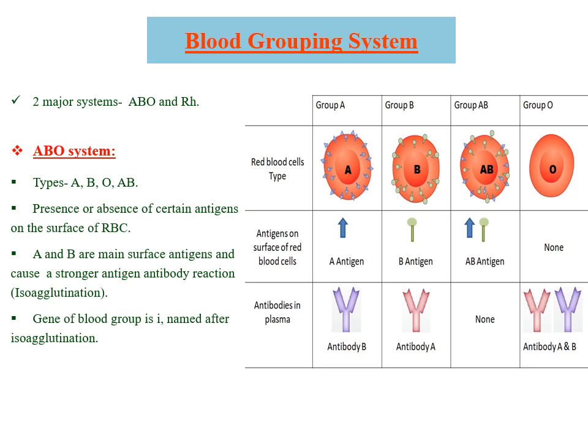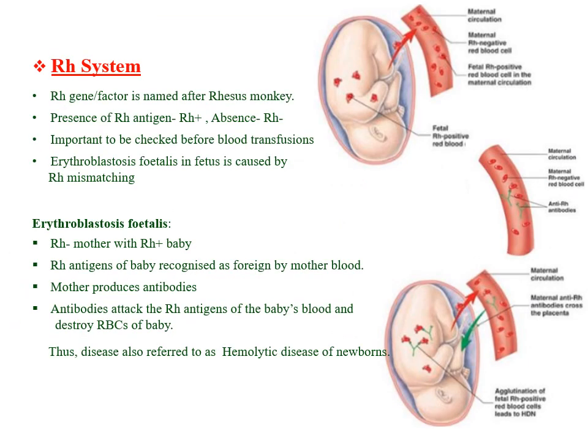There are some less important blood grouping systems like Duffy and Lewis blood grouping system. They are less important because they show a weak antigen antibody reaction, and thus there is no matching needed before the blood transfusion. RH blood grouping system.